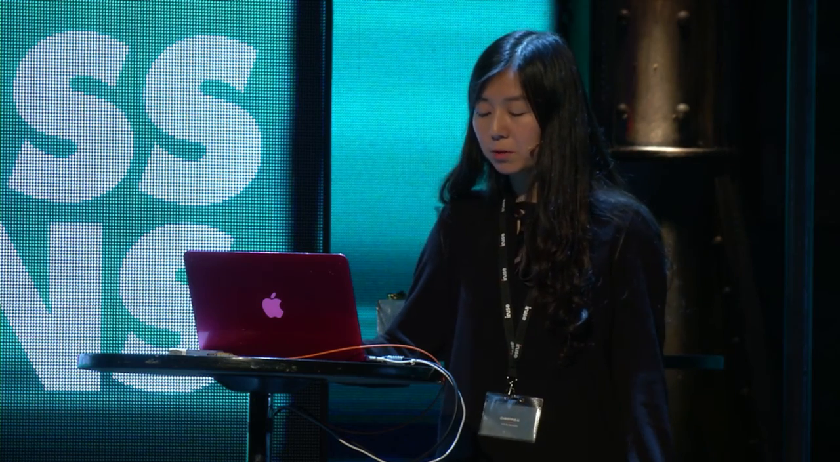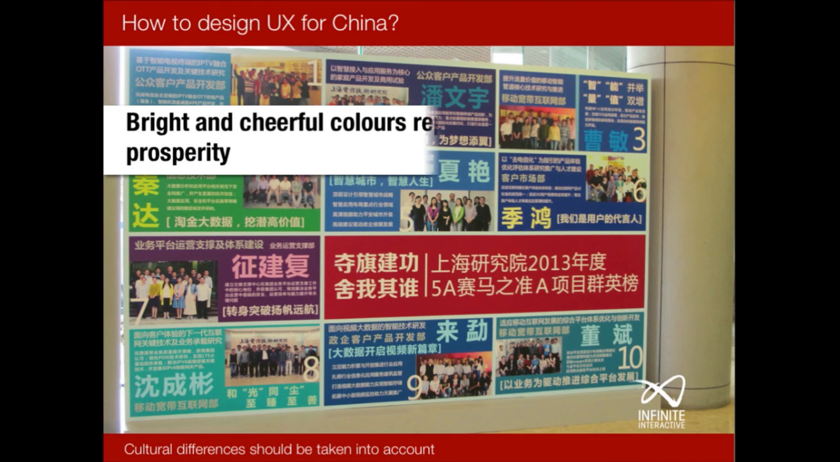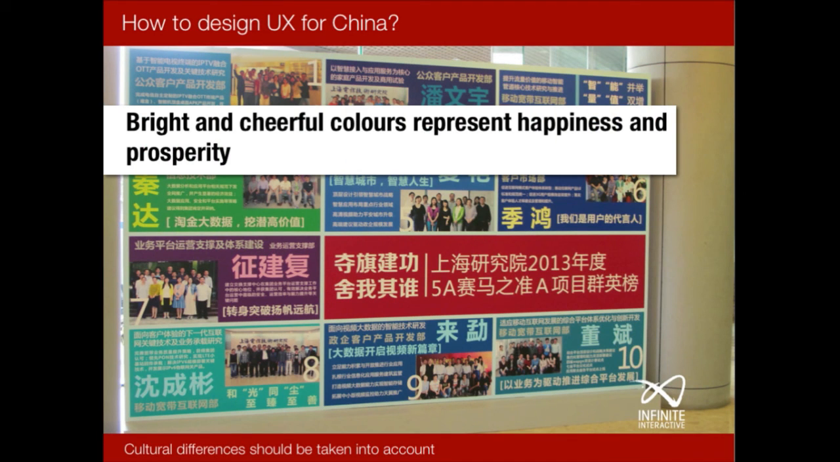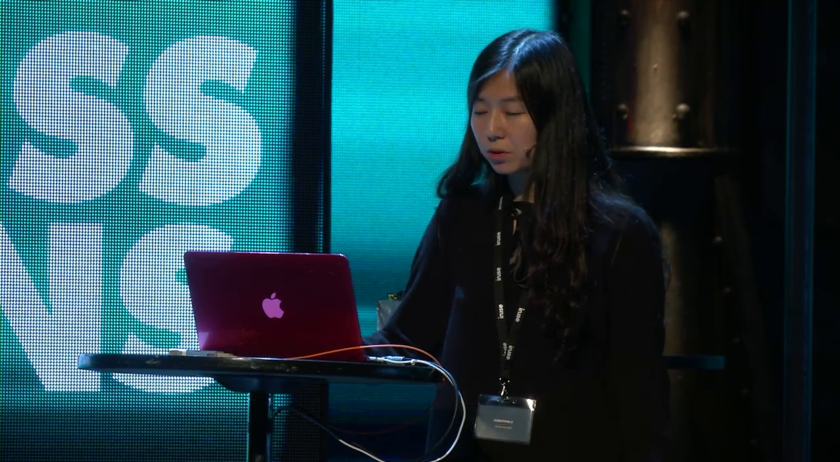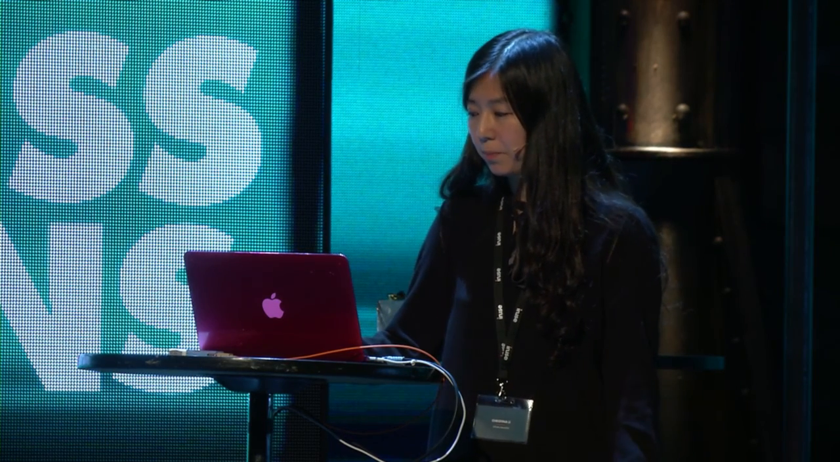Traditionally, Chinese people really like the use of bright and cheerful colors because they represent happiness and prosperity. People don't like black and white because they're used at funerals. So I took this photo at China Telecom last year when I was organizing a UX tour of China. This is actually a very colorful design of a board of outstanding employees.